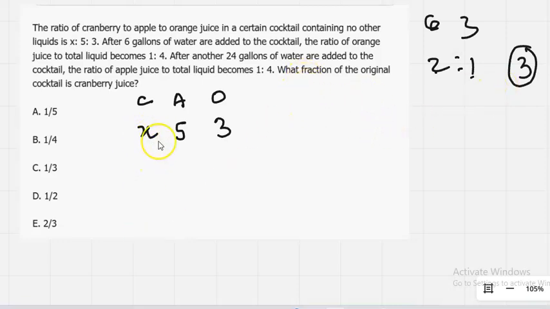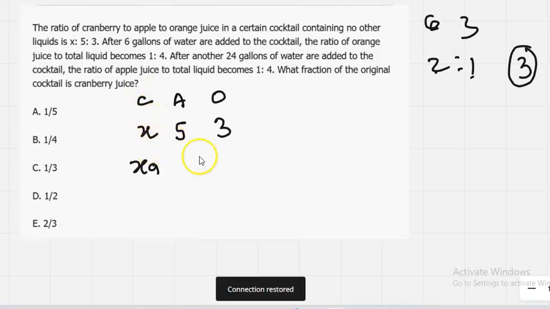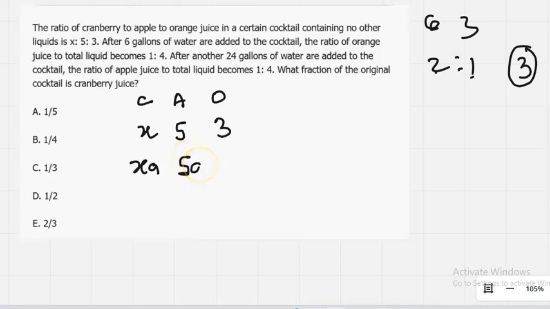If I multiply each of this ratio by A, I now have XA as the actual volume of cranberry in the cocktail, 5A as the actual volume of apple in the cocktail, 3A as the actual volume of orange in the cocktail. So let's proceed from here.